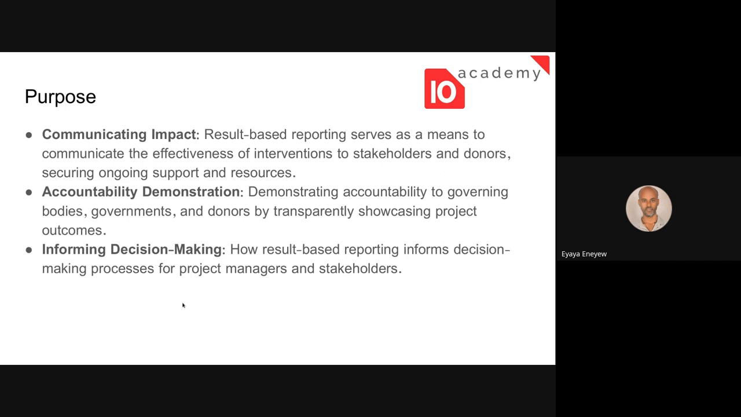And the second purpose is accountability, which means when we report, we are demonstrating accountability to the governing boards, the stakeholders, etc. That would be showcasing your transparency on the project's output or outcomes. And the last one is informing decision making. That means when we report our results, the governing body or the stakeholders will make decisions. So result based reporting informs the decision making process for project management and stakeholders. So these are the main purposes of RB reporting.